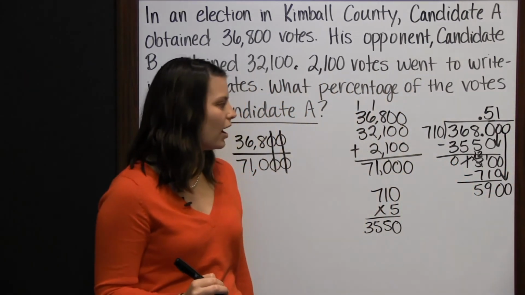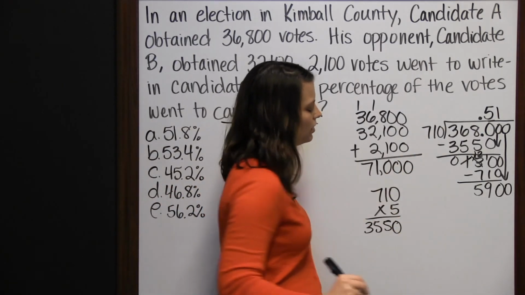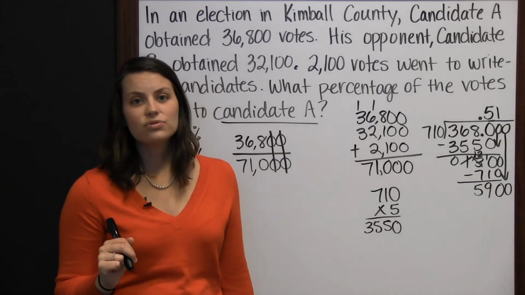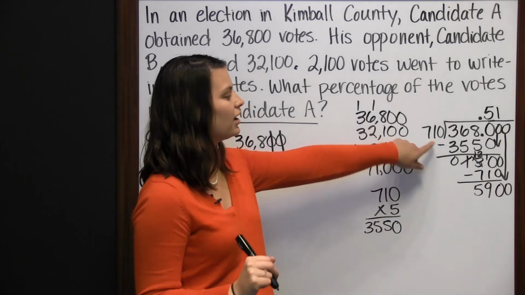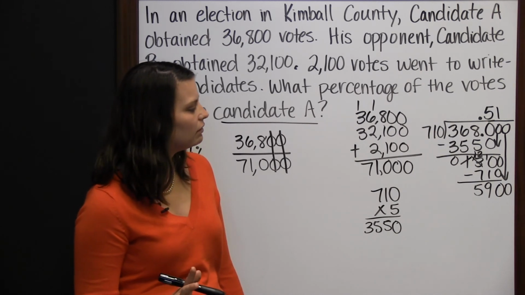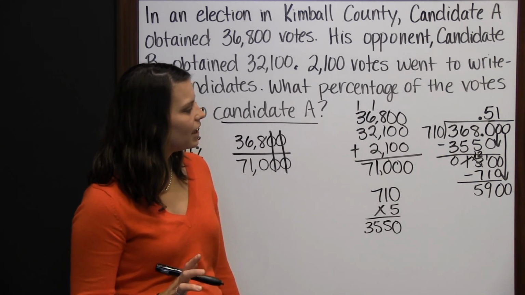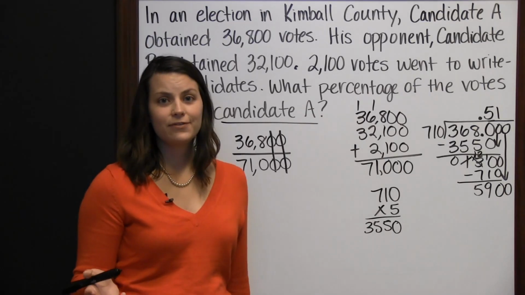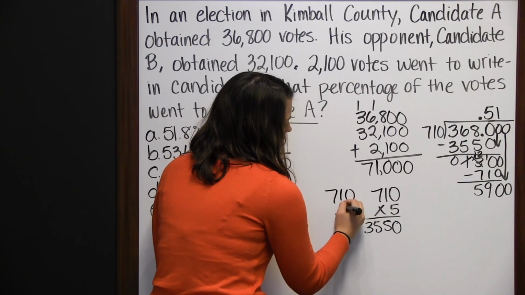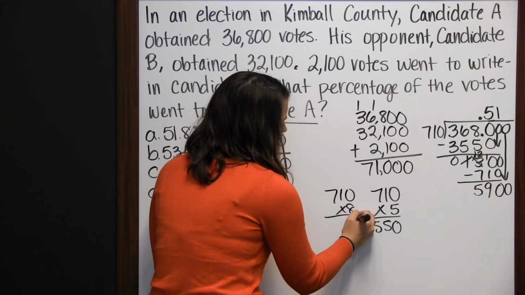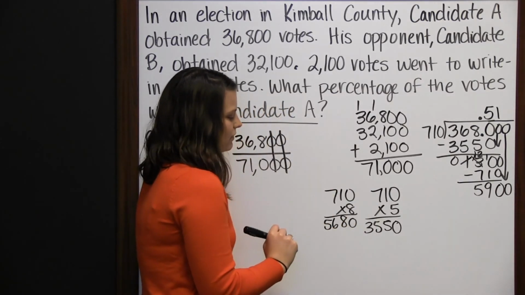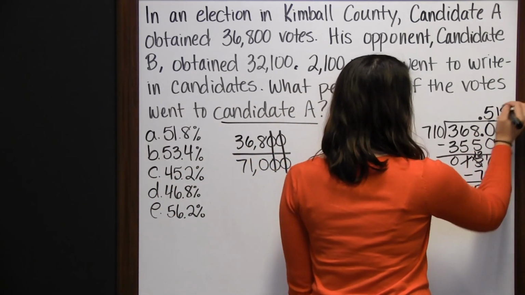So now we need to know how many times 710 goes into 5,900. So I'm again going to use that compatible number of 700. So let's see, 700 times 8 would be 5,600. So I'm thinking it goes in there about 8 times. So that's 0, and that's 8, and that's 56. So yes, that's very close, so that's 8.